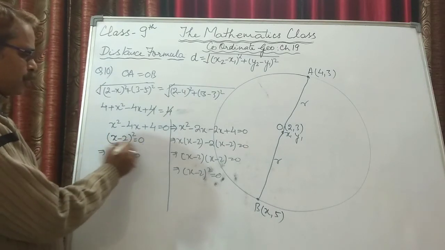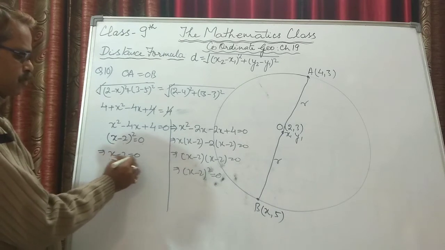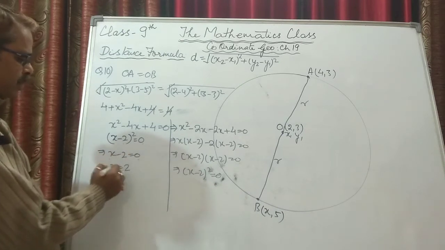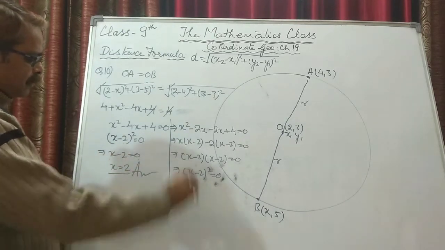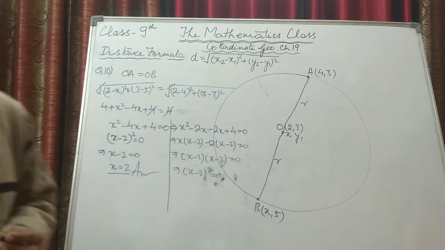So taking root on both the sides, x minus 2 is equal to 0, root of 0 is 0 only. So x is equal to 2. That is the final value of this question.